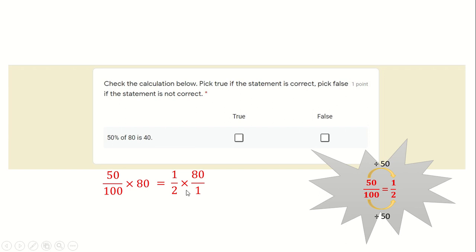80, we make it into fraction form, 80 out of 1. So we calculate a half times 80 out of 1. Numerator multiply by numerator, denominator multiply by denominator to get 80 out of 2. Again, out of in fraction form means divided. So 80 out of 2, we calculate as 80 divided by 2 to get 40. So yes, the statement is true.